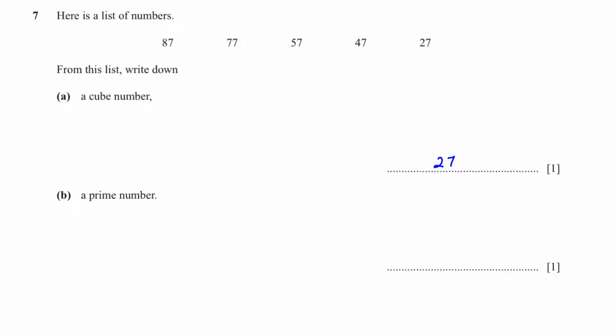Next, a prime number. What is a prime number? A prime number is a number that is not divisible by any other number except itself and 1. You can watch the video on the different types of numbers that I have put up and you will find all the prime numbers there. Here, one prime number, so 47 is a prime number. 47. Okay, next.